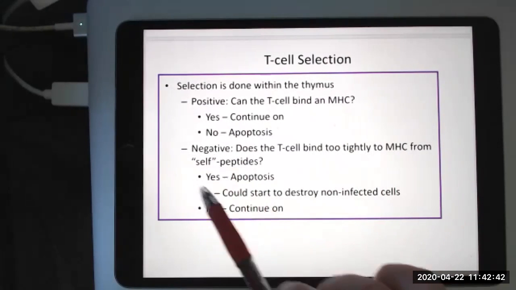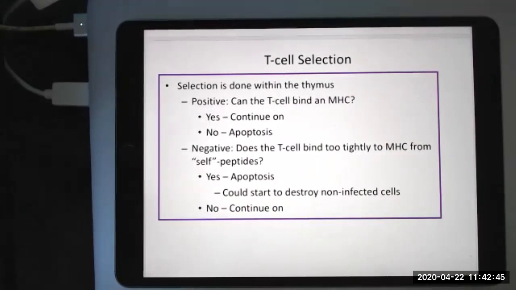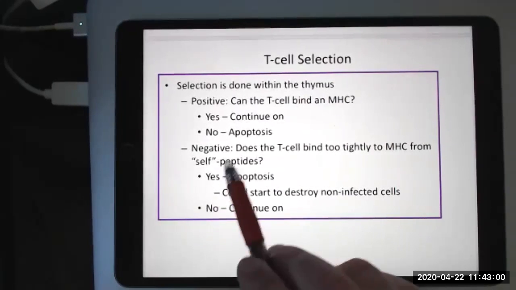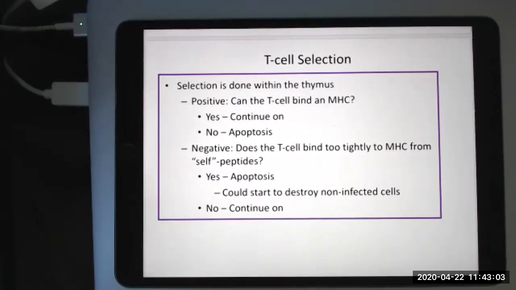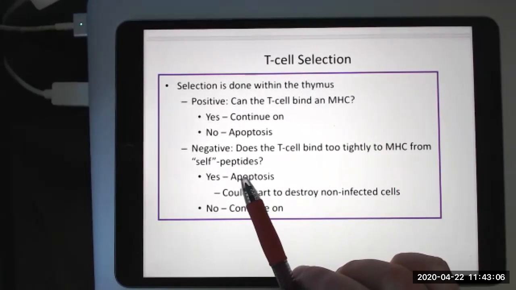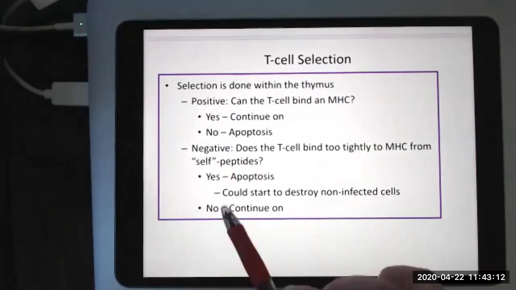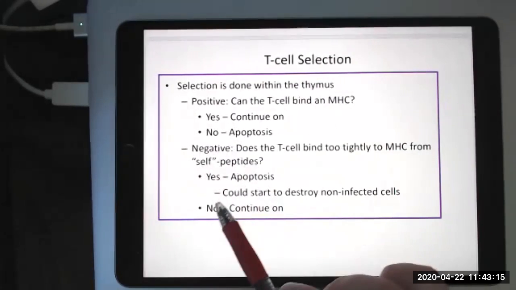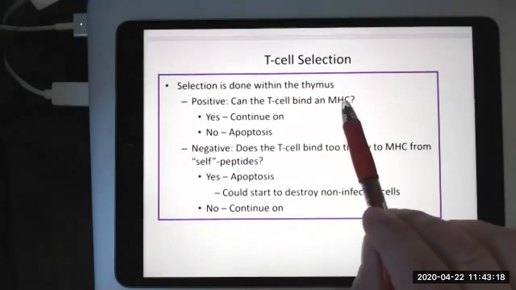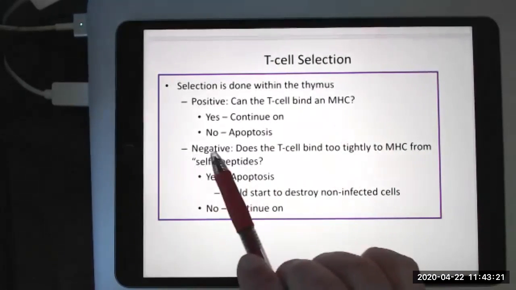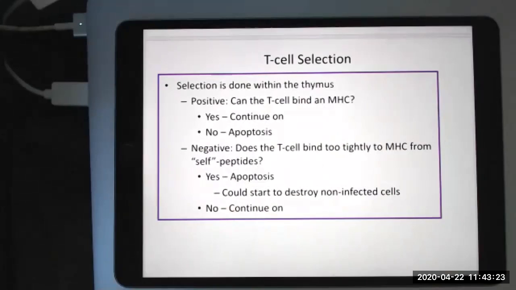If it binds too tightly, we don't want it to activate every cell that displays an MHC, right? Because every cell has it. If it binds to a self protein, we don't want that out in the body causing havoc. And so if that happens, those T cells are destroyed, because we don't want those going out. So this is the negative selection. Only if you pass this part by not binding can you get in there. So you have to bind an MHC, but not bind an MHC with these self proteins on there. Okay? So that's how you teach it.